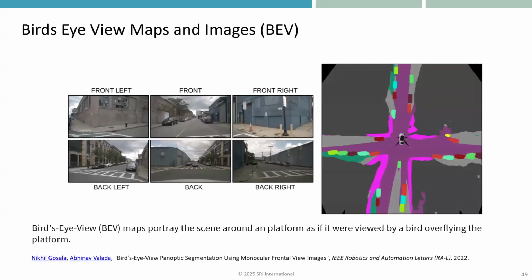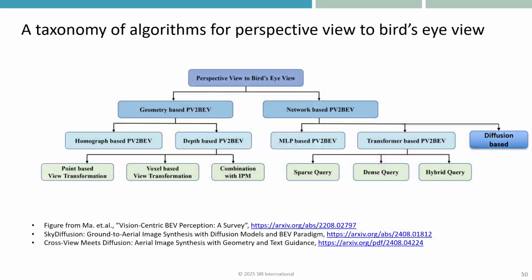And here's an example. Typically in these cars, you have lots of cameras looking all around: front, right, back, and left. And now you're trying to make this bird's eye view image over here. This is a semantic image where you're saying this is the road, these are other vehicles on the road, this is the pavement, things like that, right? So, and there have been a lot of papers on this.